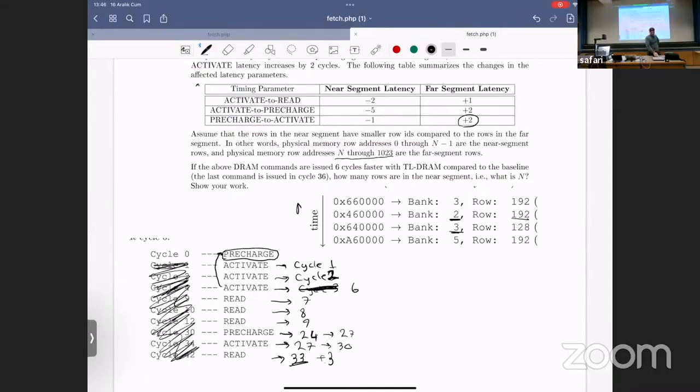Now we don't know what n is. We only know it's larger than 192. And row X that was open is in that range, basically. That was open in bank 3 before everything started executing.